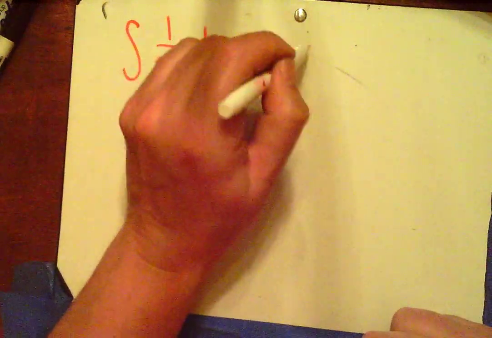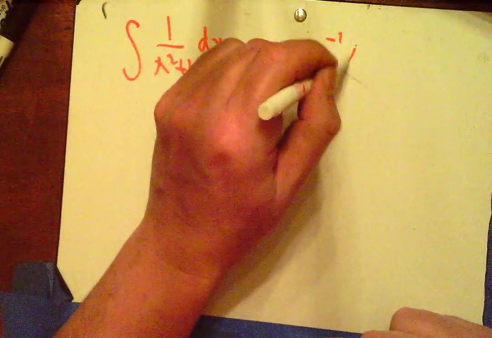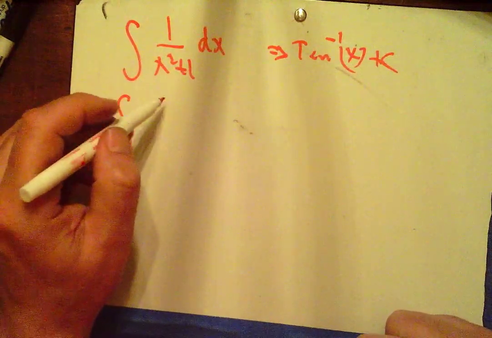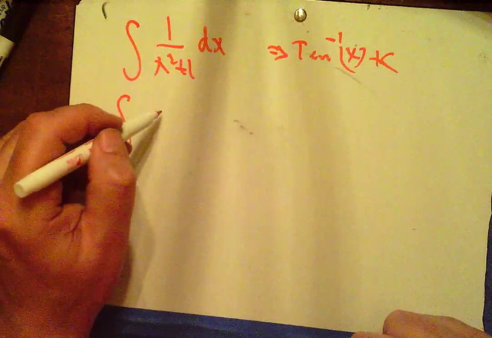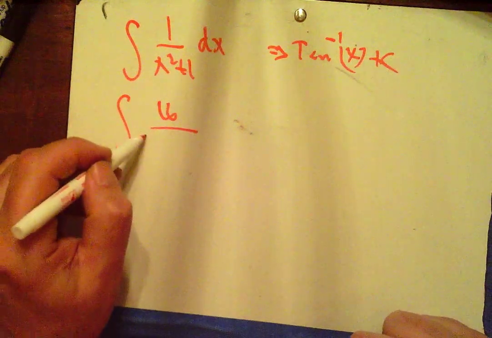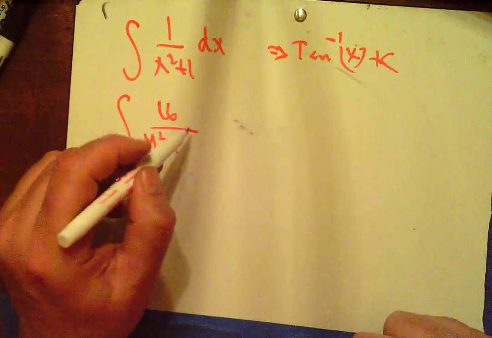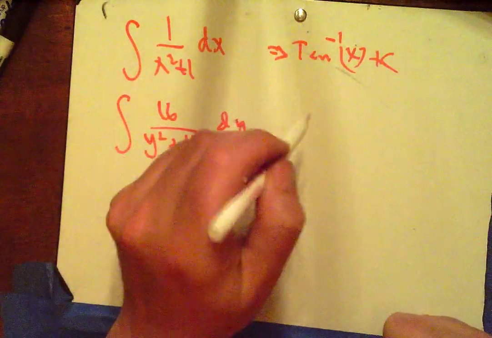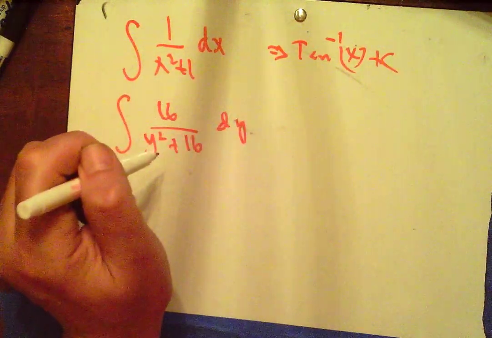To review, the integral of 1 over x squared plus 1 dx, that's going to be inverse tangent. And we had a variation on that, I think something like 1 over y squared plus 16 dy. This is also inverse tangent.